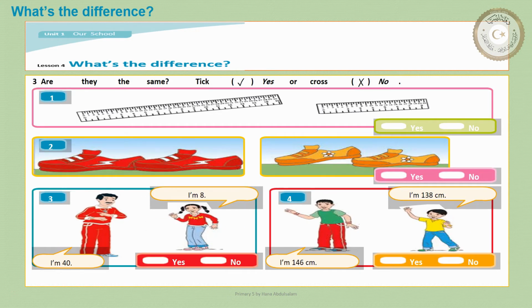Now, turn to page 15 in your book, and we have here number 3. What do we have in number 3? Are they the same? So we have here pictures, and we have 2 things in each picture. We have a question, are they the same? We need to write tick if it's yes, or cross if it is no. Now we are going to start with picture number 1.